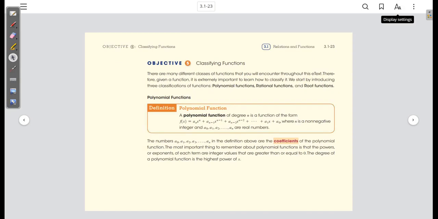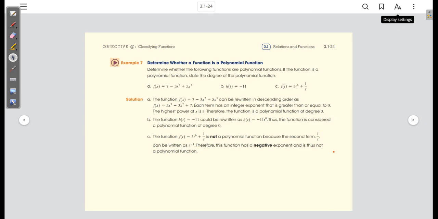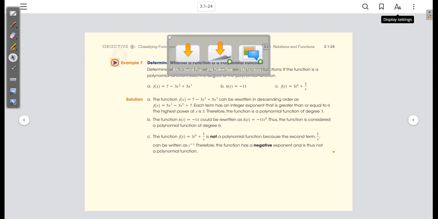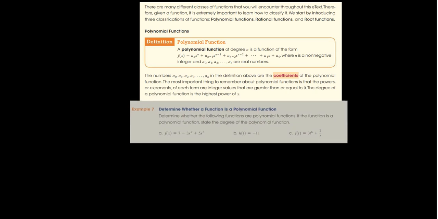Let's just roll with an example first, because I feel like I might have been a little ambiguous when I said a negative function. Actually, I'm going to put this on the same page. Okay, so example 7, determine whether a function is a polynomial function.